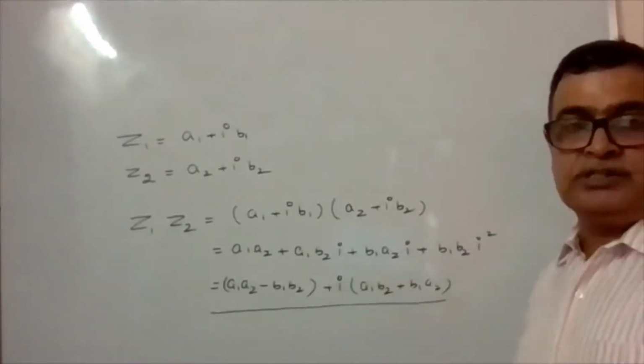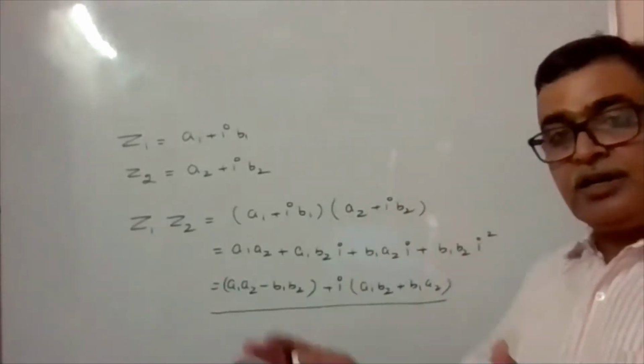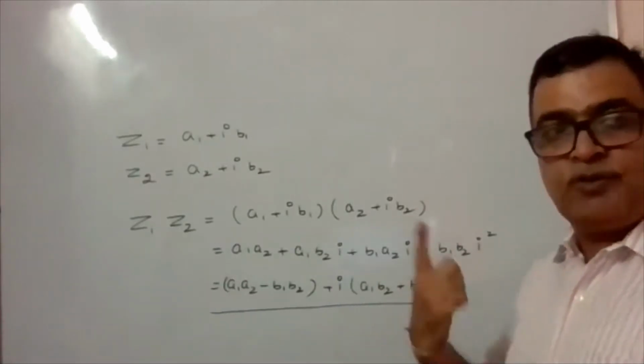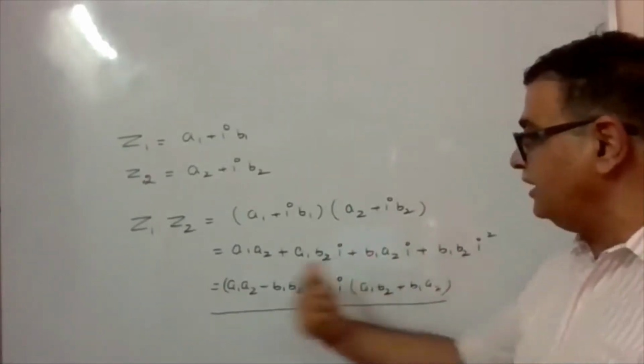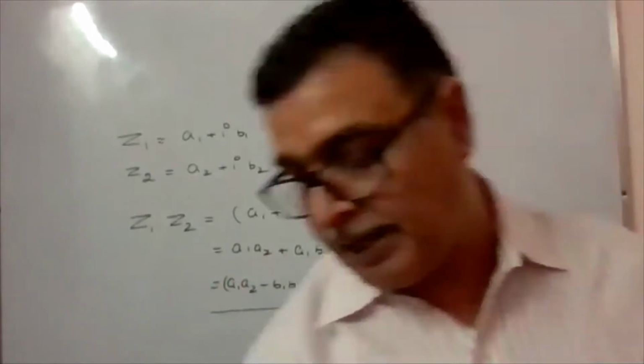So the same procedure, whatever you have done in real numbers, in the same way you multiply them. Then the real part will be together and the imaginary part will be together, and wherever iota is square, we will put it as minus 1, so it will become real. Iota we will take common, and then it will be the imaginary part.